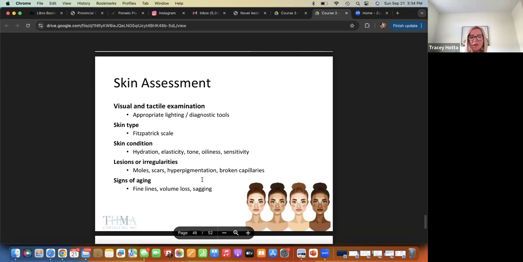Signs of aging. Do they have any crepey skin? Do they have any fine lines? Do they have any volume loss? Do they have any sagging skin? So all of these things are important to consider when we're doing our skin assessment.